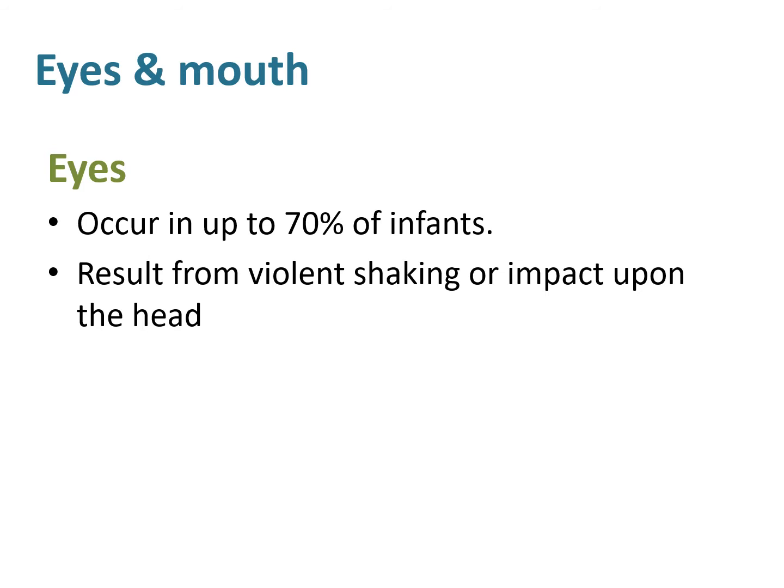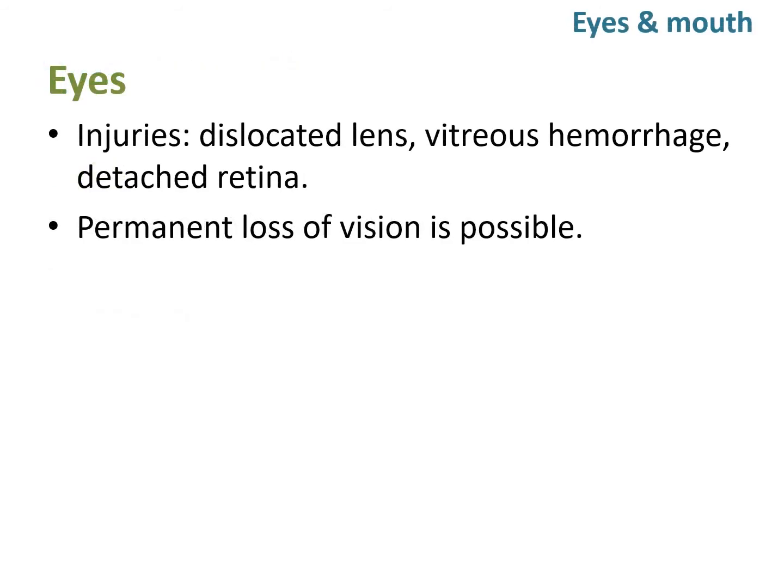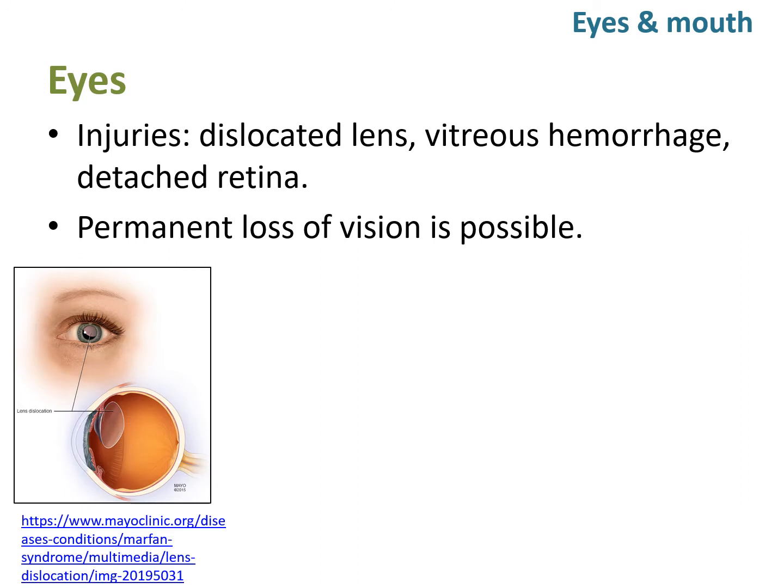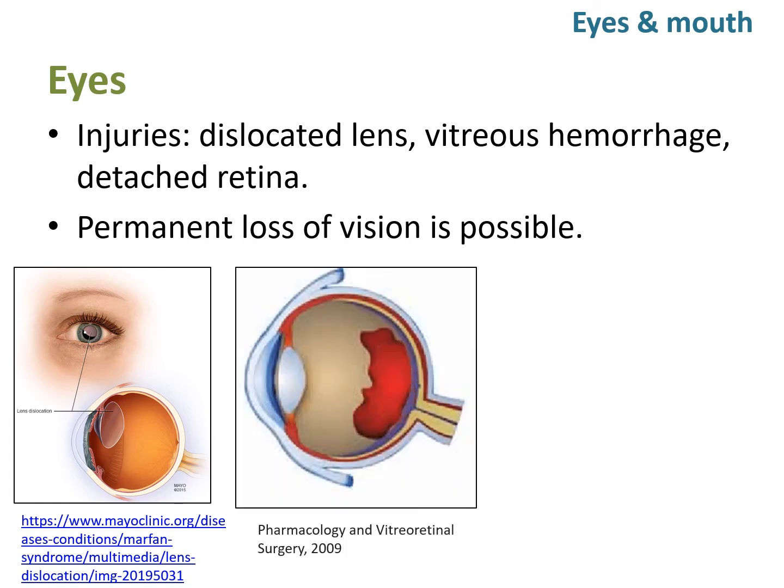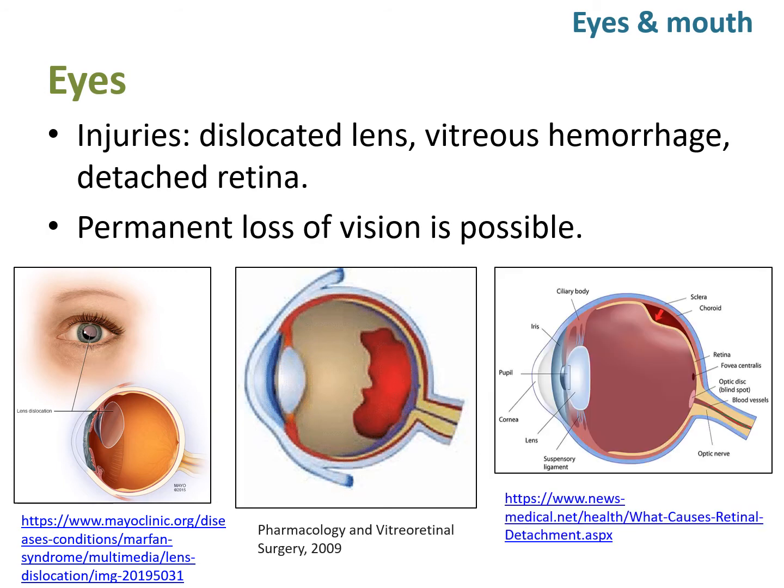Then we will discuss eye and mouth injuries. Eye injuries occur in 70% of infants exposed to child abuse. They occur either from violent shaking or from impact. Injuries to the eye include dislocated lens. The lens will dislocate from its site and be free in the chambers of the eye. Vitreous hemorrhage, and sometimes detached retina, the retina detached from the posterior wall of the eye. All these injuries may lead to permanent loss of vision.